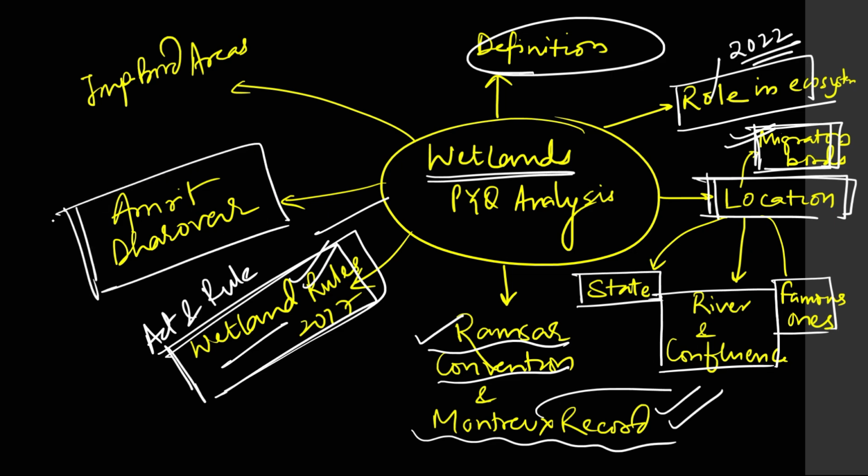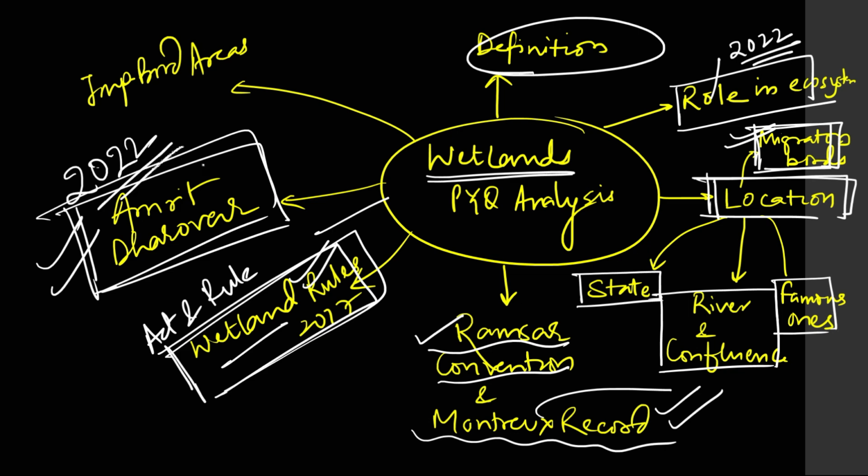We have started a new scheme called Amrit Dharohar. Questions can come on it. This has not yet been asked. It was launched in the year 2022. Next, they can ask you about important bird areas in India. So these are the types of questions which can come on wetlands. Now we are going to see in detail what kind of questions have already come, so that you will understand what kind of questions can come in the future.